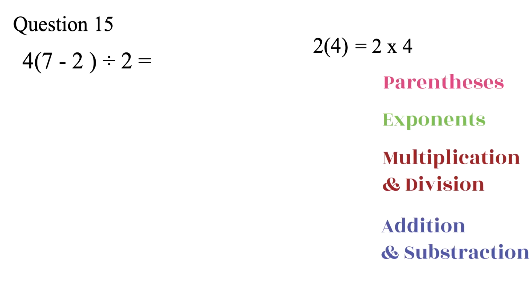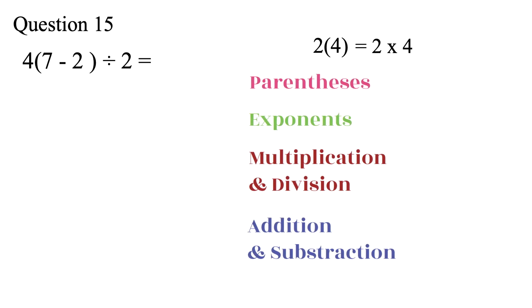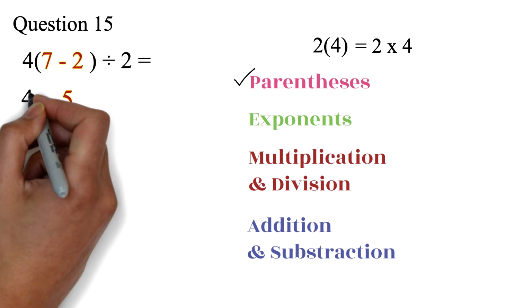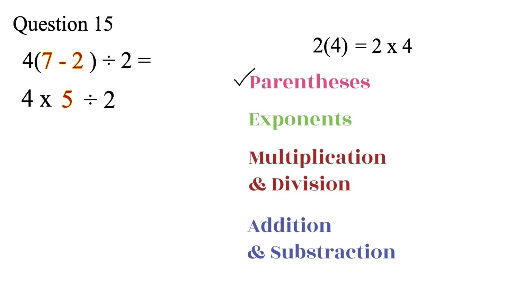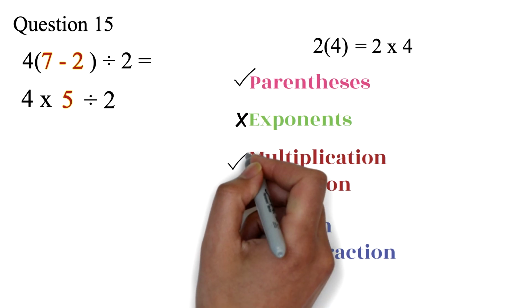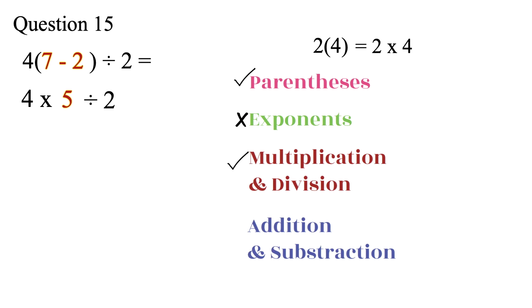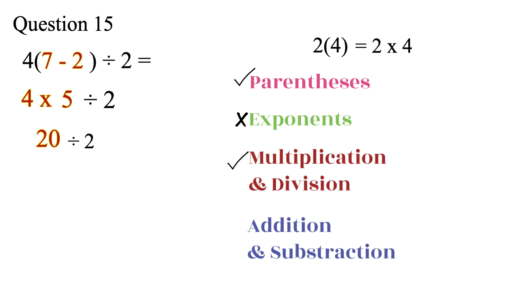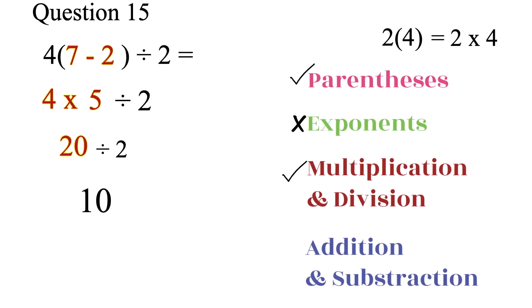Let's bring the order of operation. Looking at this question, we will perform the operation in parenthesis first. So we have 7 minus 2, which is 5. Now we have 4 times 5 divided by 2. Since there's no exponent, we can work on the multiplication and division. Remember, we have to do it from left to right. So we have 4 times 5, which is 20. Then divided by 2. 20 divided by 2 is 10. So this is our answer.